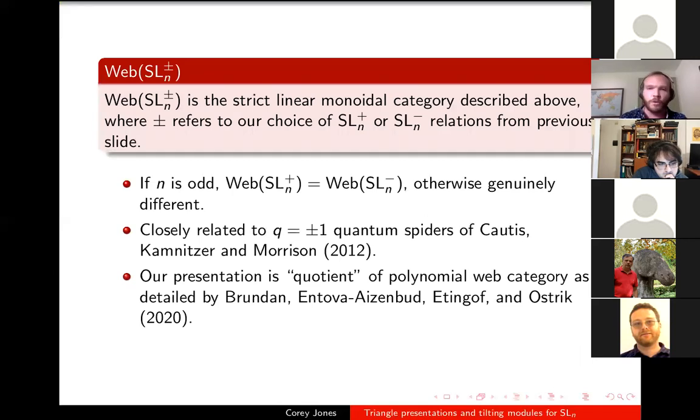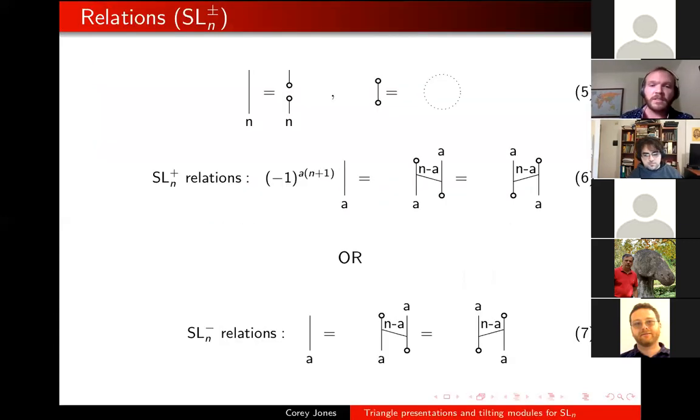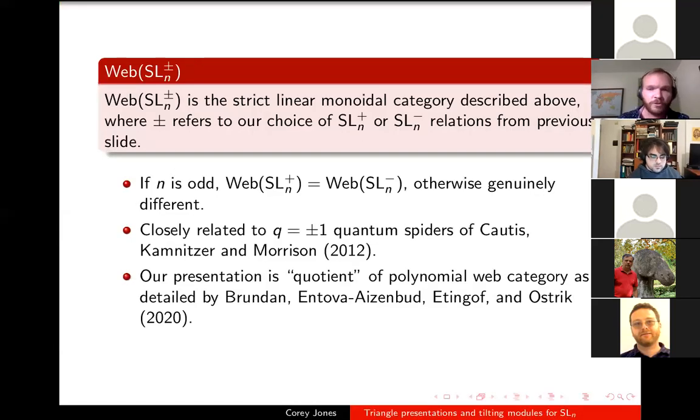It's the strict linear monoidal category that we just described, where plus or minus refers to whether I picked the plus relation, which confusingly has that minus sign in it, or the minus relation, which does not have the minus sign in it. Notice that if n is odd, then these two categories are just equal, because n plus 1 becomes even, and so the sign goes away. So if n is odd, these are actually the same relation, and these two categories are just equal.